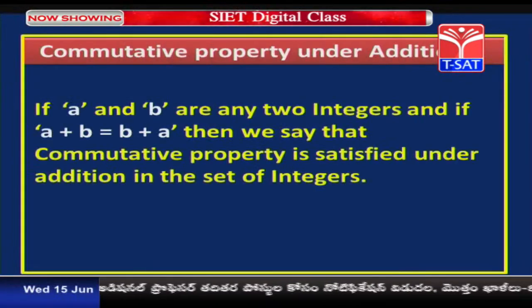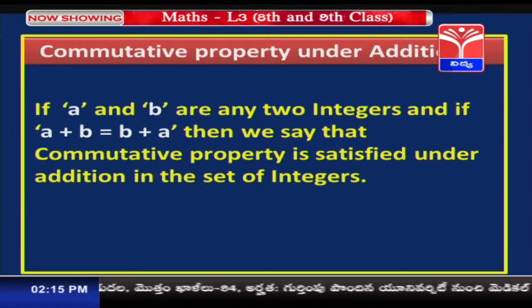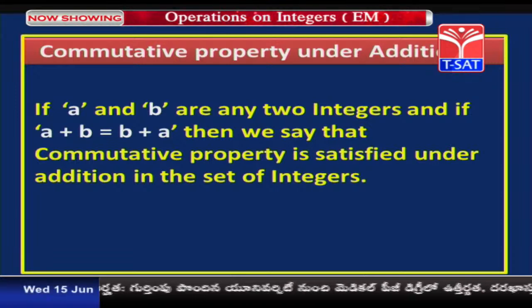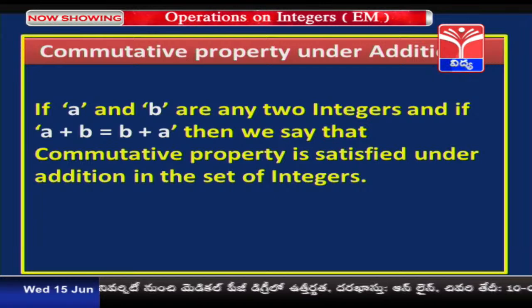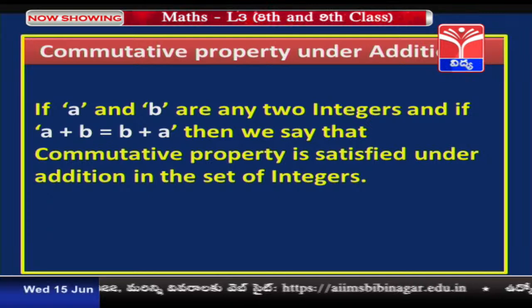So, children, we have seen examples of commutative property, isn't it, children? It is very simple and easy. Now, let us see what actually the property is. So, commutative property under addition states that if a and b are any two integers and if a plus b equal to b plus a, then we say that commutative property is satisfied under addition in the set of integers.